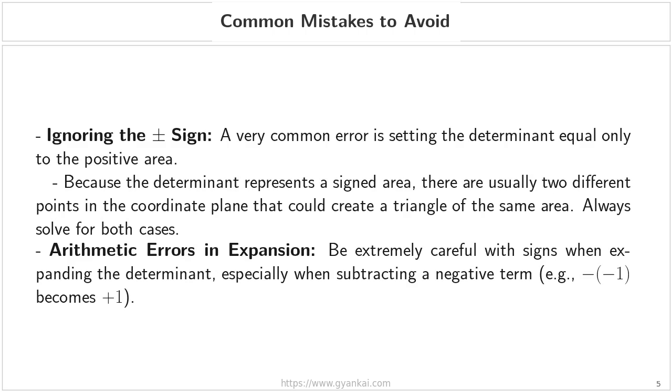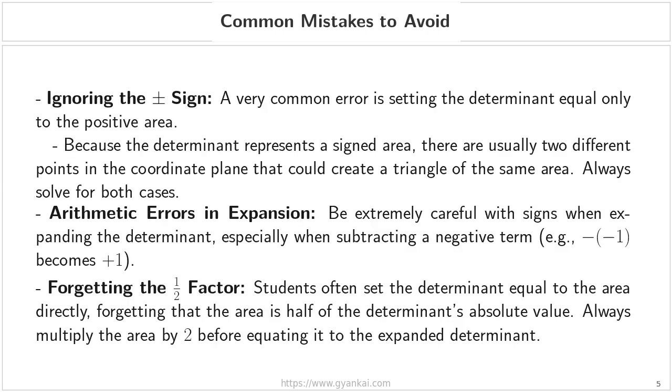Next, watch out for arithmetic errors during the expansion phase. As you saw in our step-by-step example, expanding a 3x3 determinant involves several layers of multiplication and subtraction. A single slip with a negative sign, for instance, forgetting that subtracting a -1 becomes adding 1, will derail your entire calculation. I highly recommend double-checking your signs every time you expand a row.